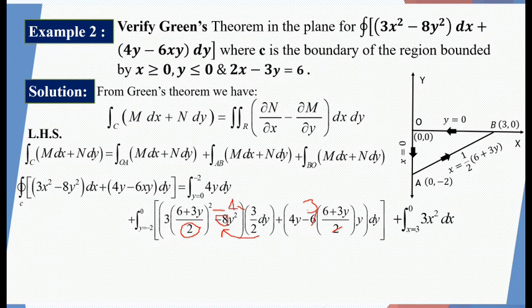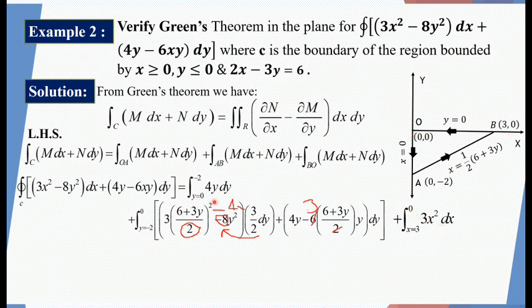And this third one, BO. For BO, y is equal to 0 and dy is also equal to 0. So on putting it here, this entire term is 0. This 8y square is also 0. So only 3x square dx remains, and the limits for x are 3 to 0.